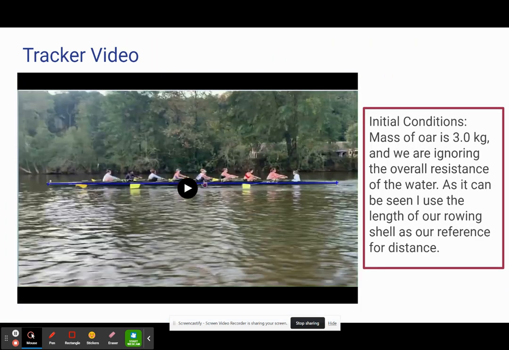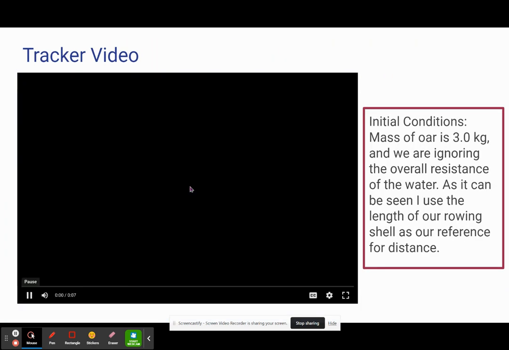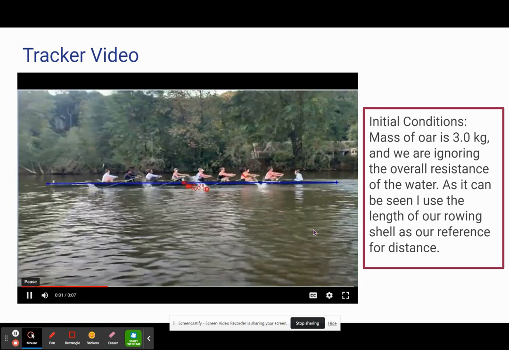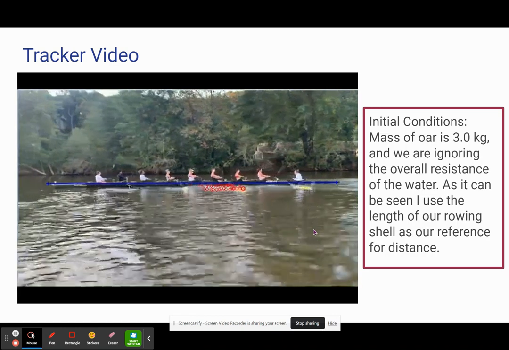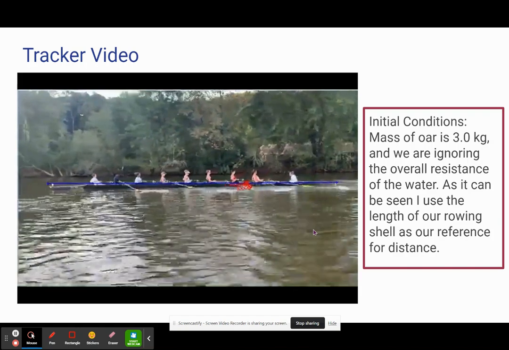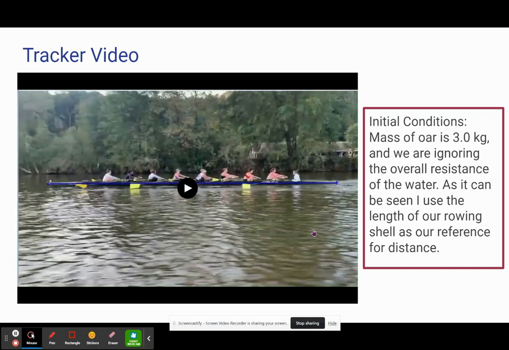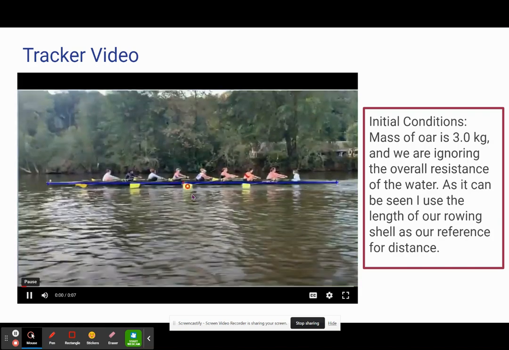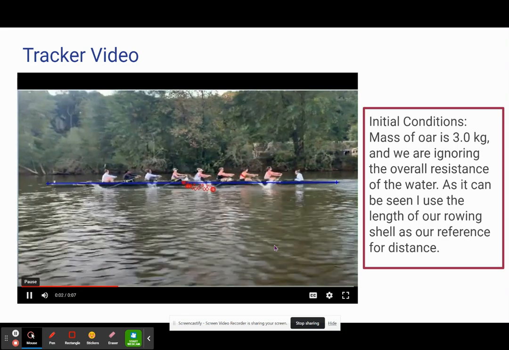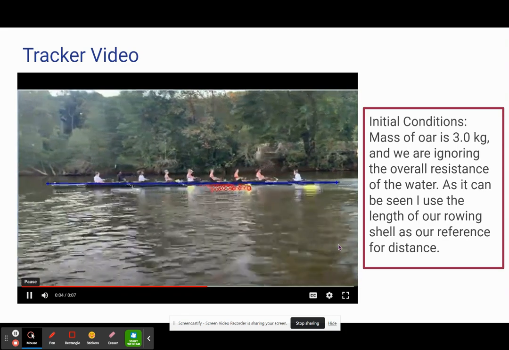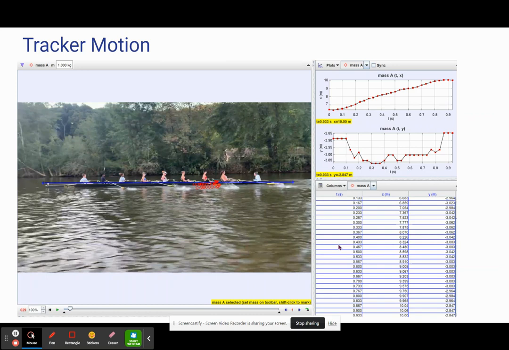So here we have the video for the tracker, which uses the initial conditions that the mass of the oar is 3 kilograms and that we're ignoring the overall resistance of the water. And as can be seen, I use the length of our rowing shell as our reference for the distance of the oar. And here we can see the graph, which we'll be using for momentum and the other data.